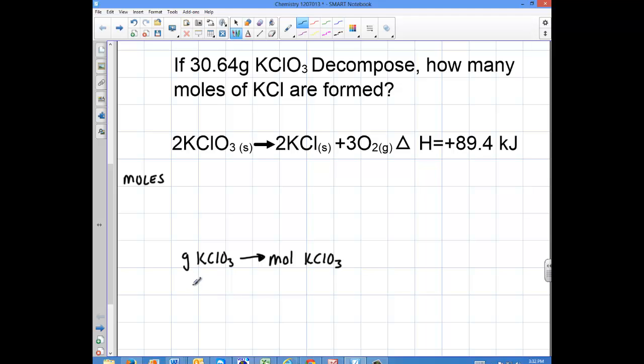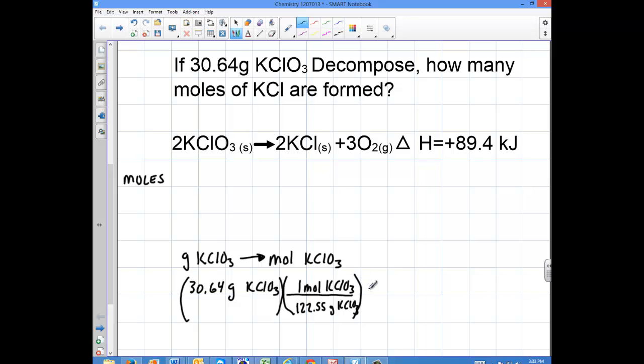What I'm going to do here is start out with 30.64 grams of potassium chlorate, okay? And I want to turn it into moles. So before I dealt with this, I wrote up here what I'm starting with and what I want to finish at. So I'm basically going to be dealing now with the molar mass of potassium chlorate. The molar mass of potassium chlorate is 122.55 grams of potassium chlorate per 1 mole of potassium chlorate. Okay, so that's my basic conversion.